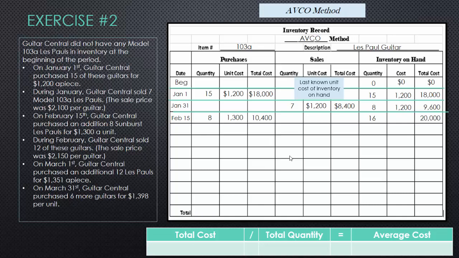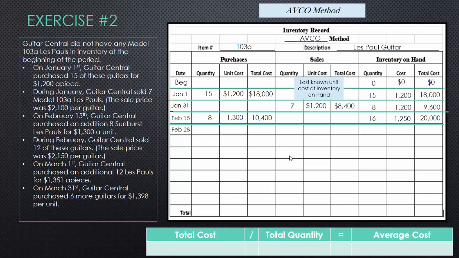So what is our cost? Well, it's the AVCO method, so it's the average cost of all of the guitars we have in inventory. Well, how do we figure that out? Simple enough. We take our total cost after the purchase, which is $20,000. We take our total quantity that we're going to have after the purchase, which was 16, and we divide total cost by total quantity to determine that the average cost of our Les Paul guitars at this point was $1,250 a piece.